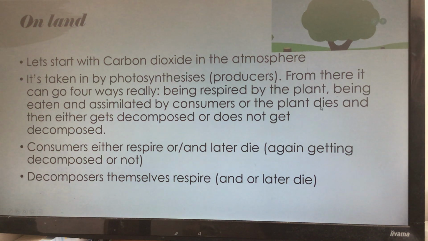The plant can die, in which case it can go 2 ways. That will add up to making 4 in the end. The plant's body or dead parts can either be decomposed or not be decomposed. Look at those 2 options later on, because they have to do with whether oxygen is available or not. The same thing applies to consumers and decomposers. Again, they respire themselves, later on die, and well, they could be eaten as well, couldn't they? Or die, get decomposed, or not get decomposed.